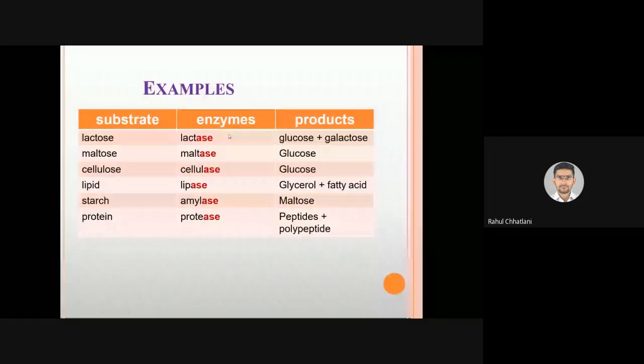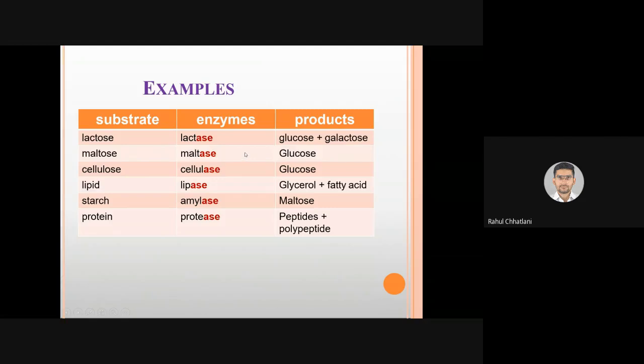And if you want to know the product also, if lactose is given enzyme lactase, it will lead to glucose plus galactose. Maltose will form 2 molecules of glucose in presence of maltase. Cellulose will give glucose, again multiple molecules of glucose, because cellulose is a polysaccharide. Poly means many molecules, saccharide, carbohydrate, as we had discussed. Lipids in the presence of lipase will give glycerol and 3 fatty acids that we had discussed. The 3 OH groups in glycerol will each attach with one fatty acid. So 3 fatty acids plus glycerol in the presence of lipase.